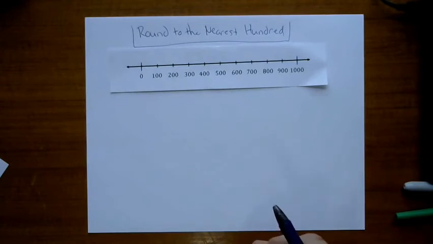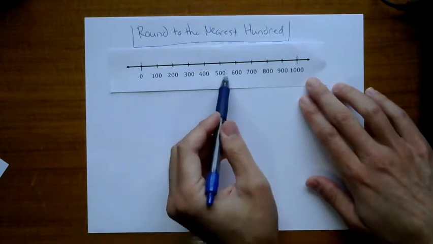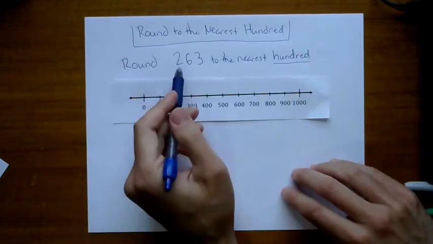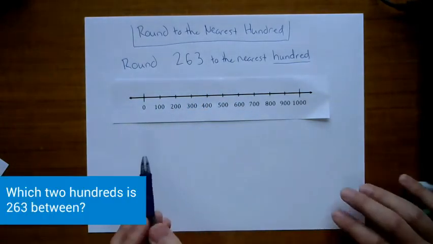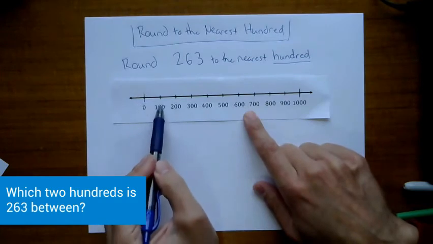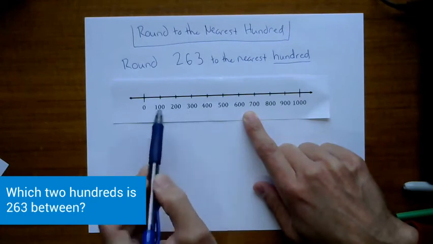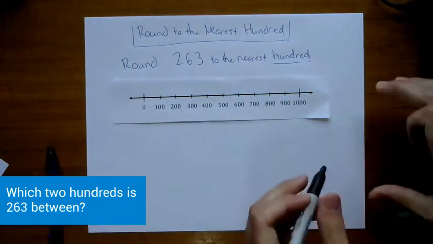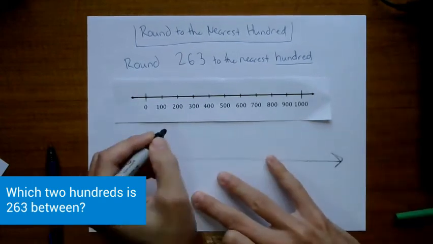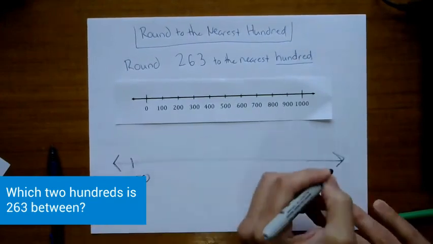Let's go through one more example. Let's round to the nearest 100 again. So here are my options for the hundreds that I'm going to round to. And let's say we'll round 263 to the nearest 100. So let me first look which hundreds 263 would go between. So 263 is more than 200 but less than 300. So between those two. On my paper, I draw my line with an arrow on each end. And I know I'm going between 200 and 300.